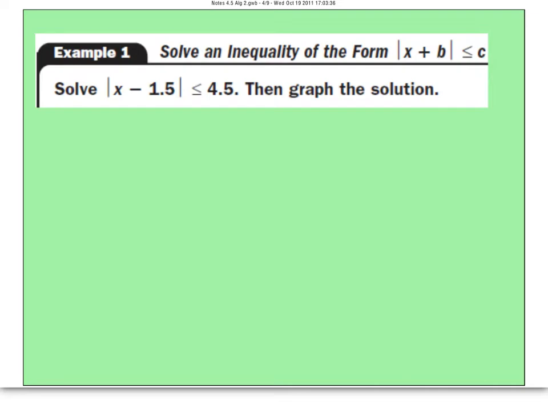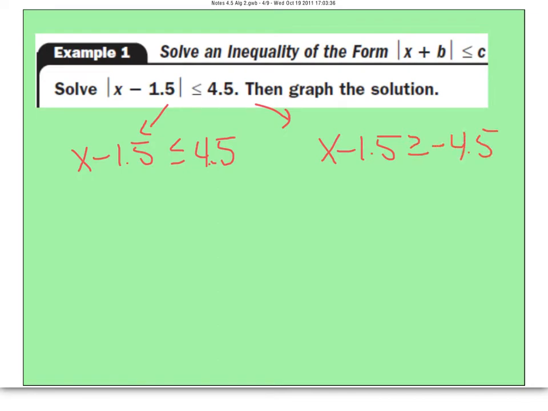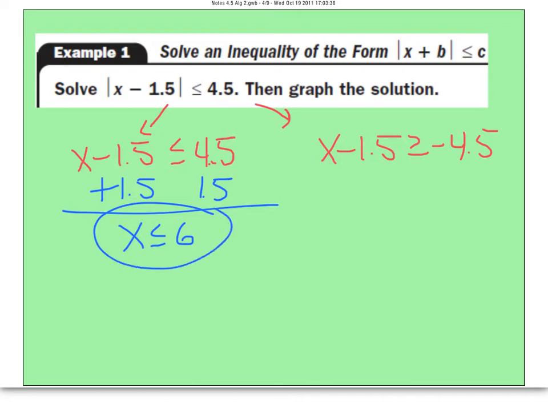Let's look at another one. So again, just starting off, breaking this into its two inequalities without the absolute value symbol. It can't be there, by the way, otherwise that's wrong. Then it's going to be x minus 1.5. Switch your sign because I'm going to make this a negative 4.5. To solve, I'm going to add 1.5 to both sides. Gives me x is less than or equal to 6. This I'm going to add 1.5. X is greater than or equal to negative 3.